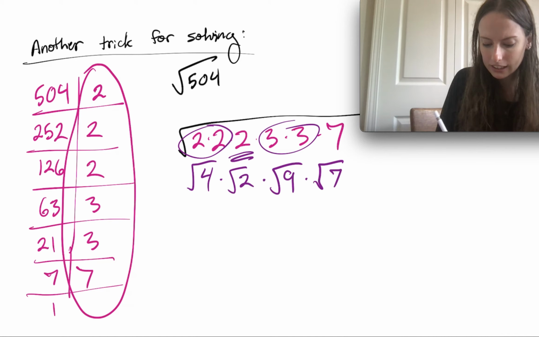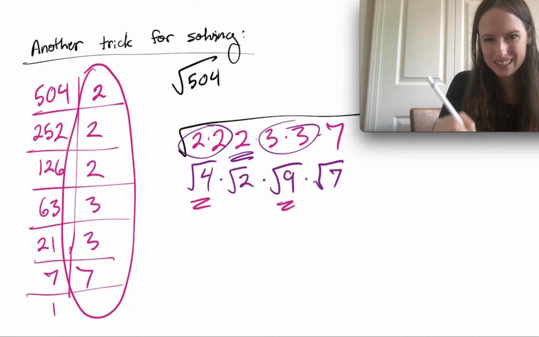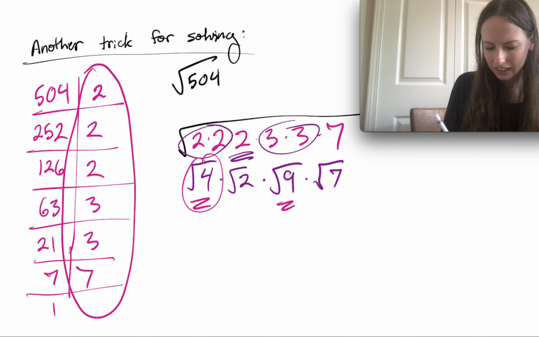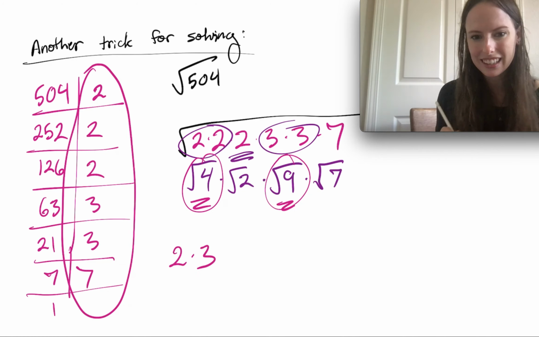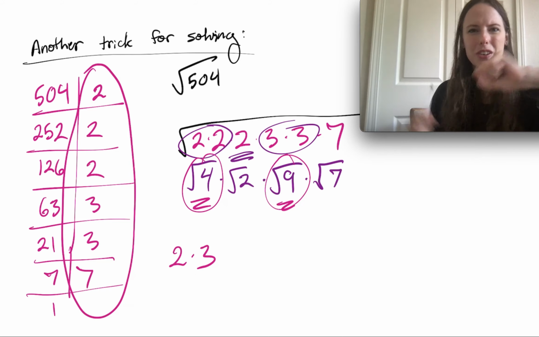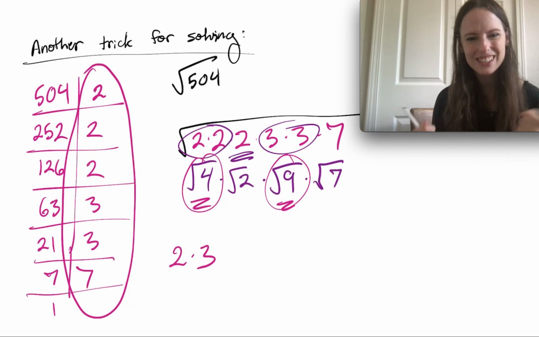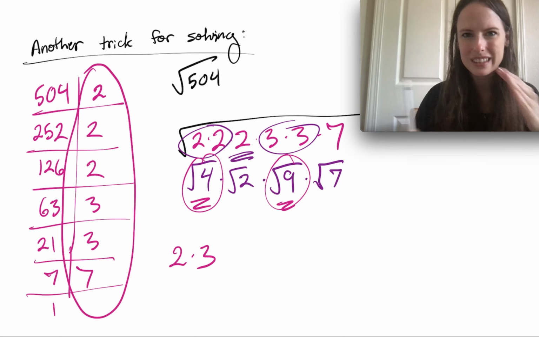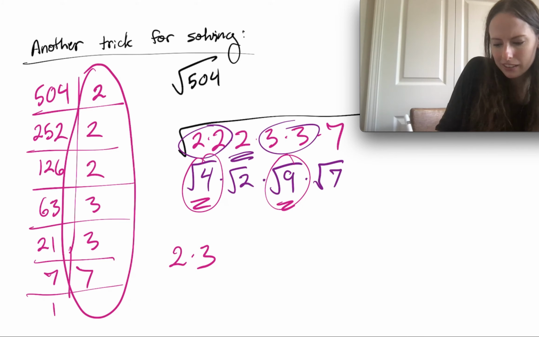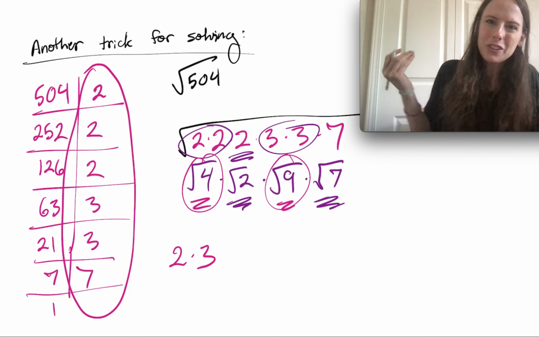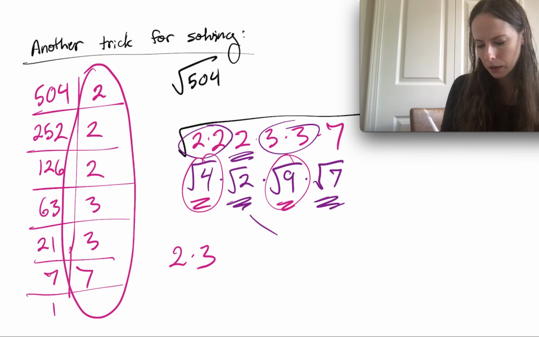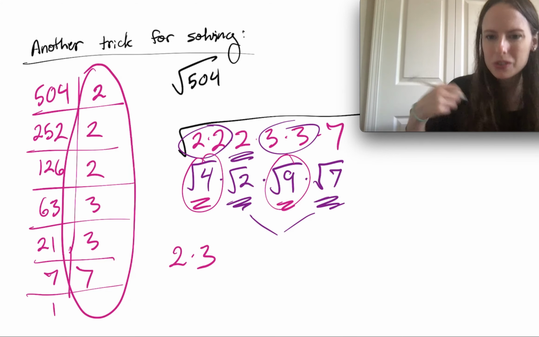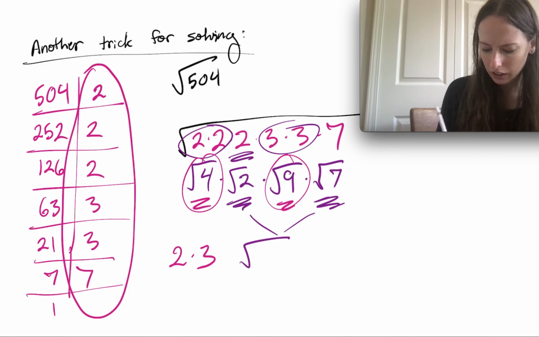Well, the perfect squares are going to simplify. The square root of 4 is 2. The square root of 9 is 3. So boom, now we've gotten those numbers out from under the radical, and that's what we want to do when we're simplifying radicals. Now these other two, the root 2 and the root 7, those aren't going to simplify. Those can't come out from under the radical, so we'll just combine them back together. Root 2 times root 7 is root 14.